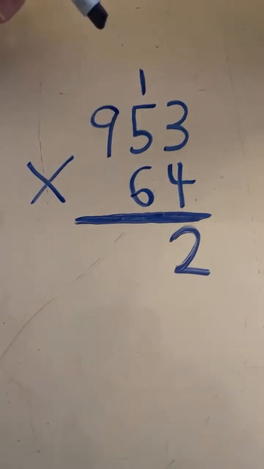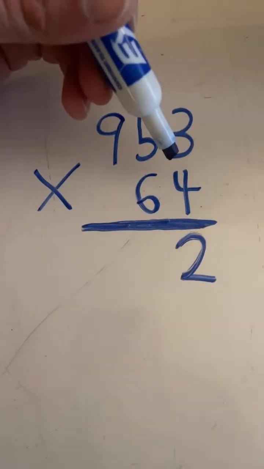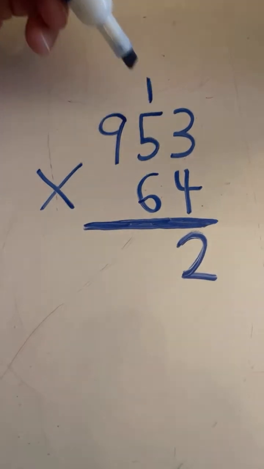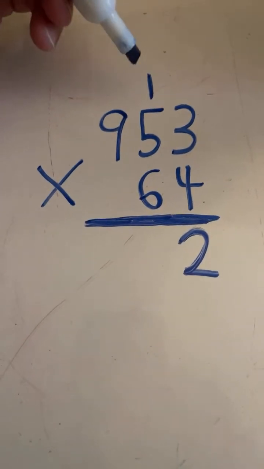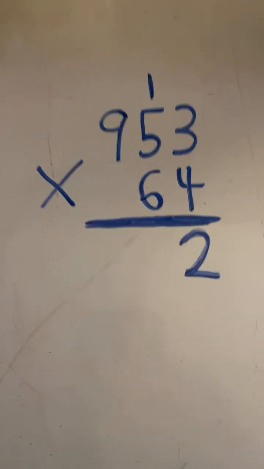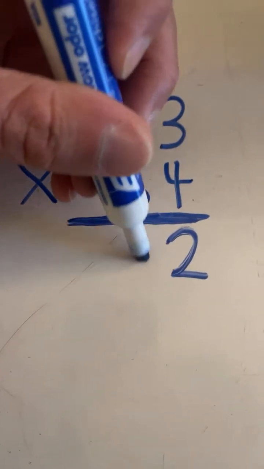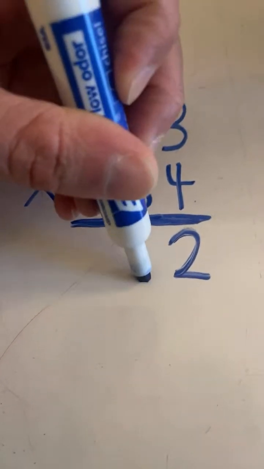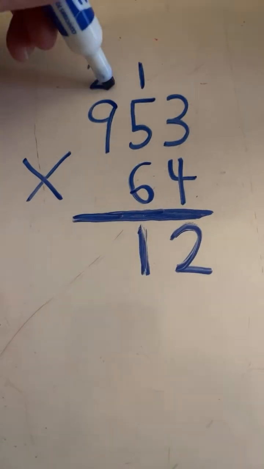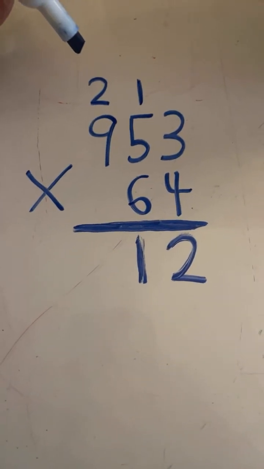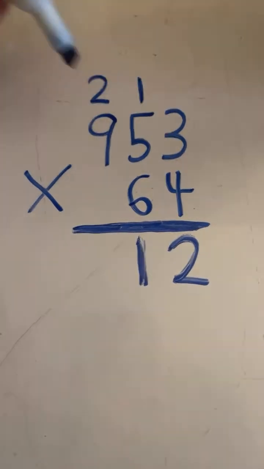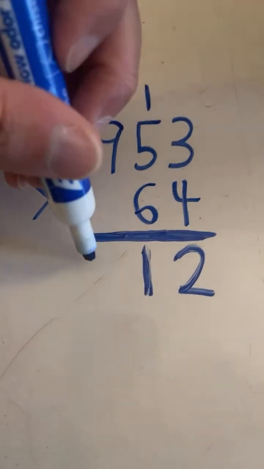Next, we're going to multiply 5 times 4. 5 times 4 equals 20. We have to add the 1 that we carried over. 20 plus 1 equals 21. Again, we regroup because our product is more than 10. So the 1 in 21 goes in the tens place. The 2 gets carried over to the hundreds place. 9 times 4 equals 36, plus 2 equals 38.